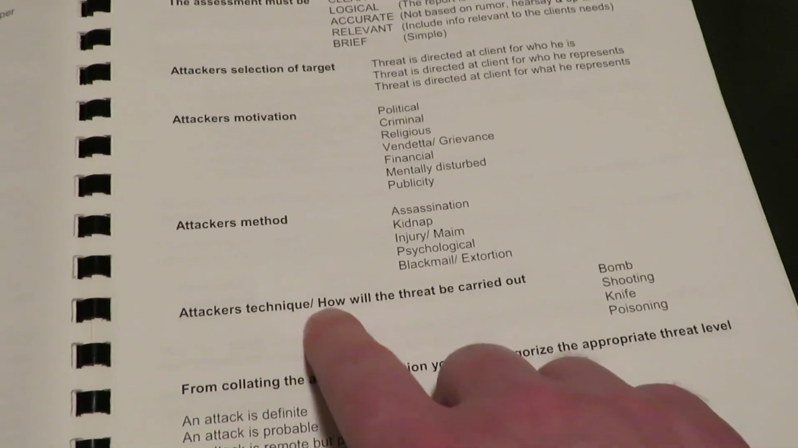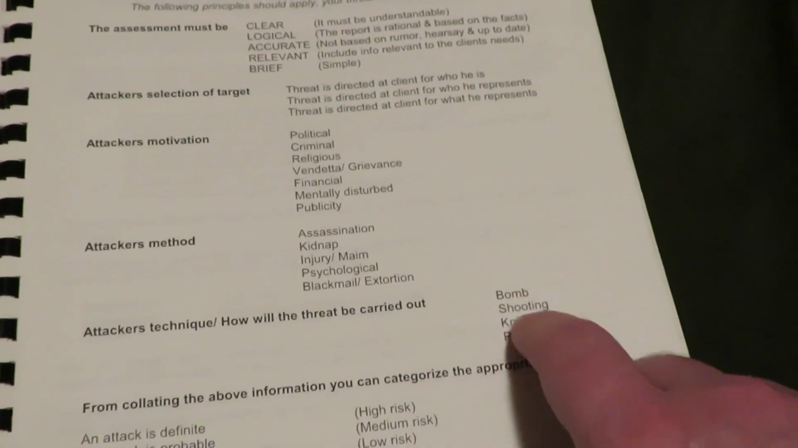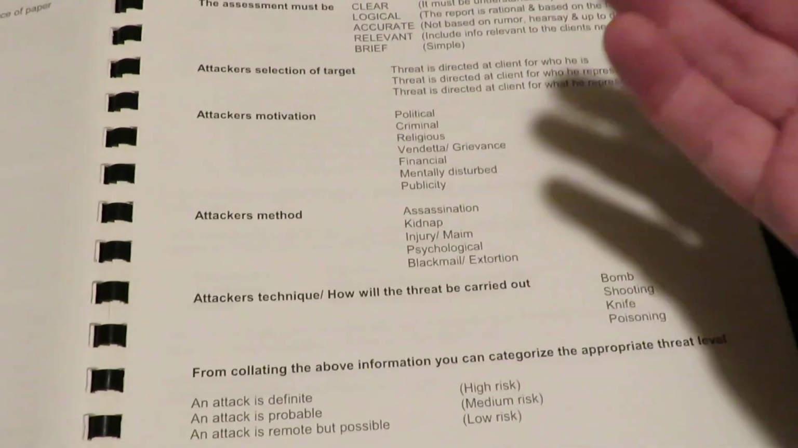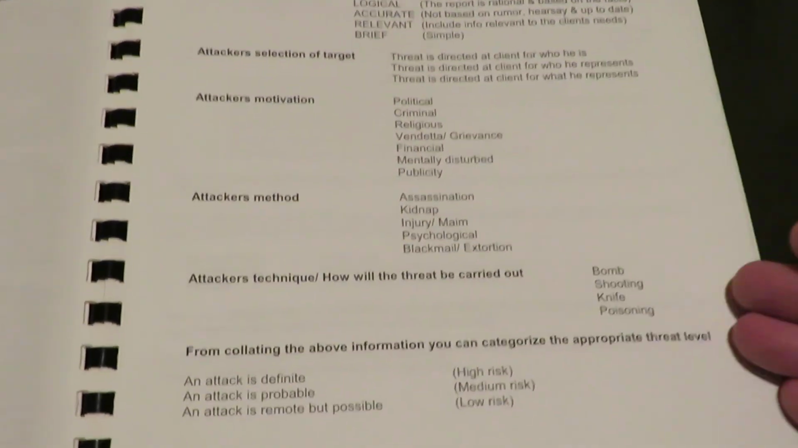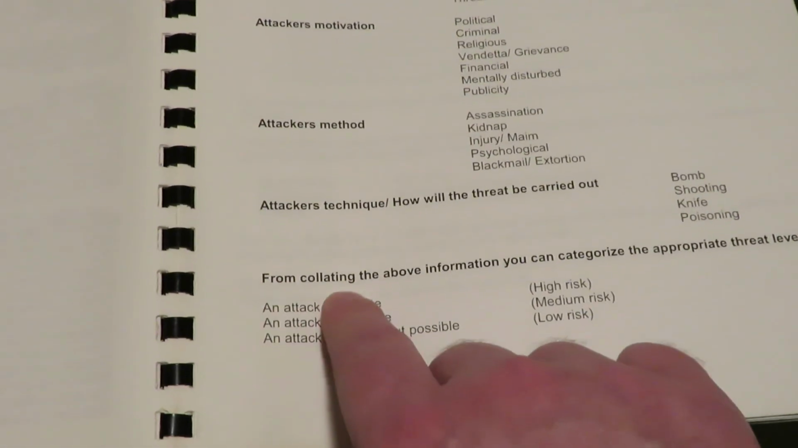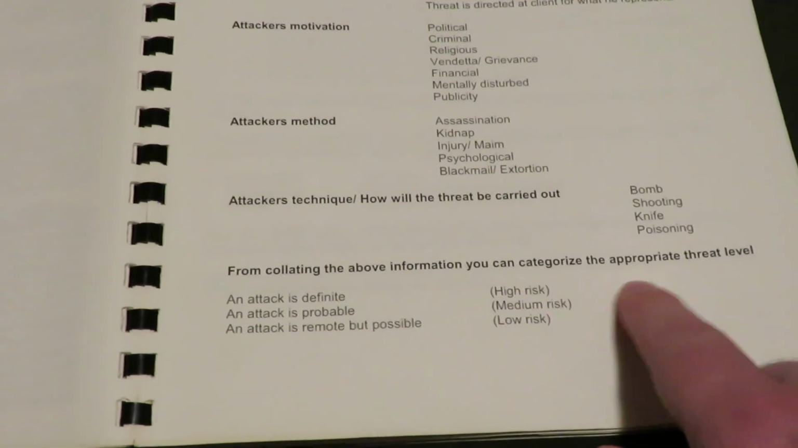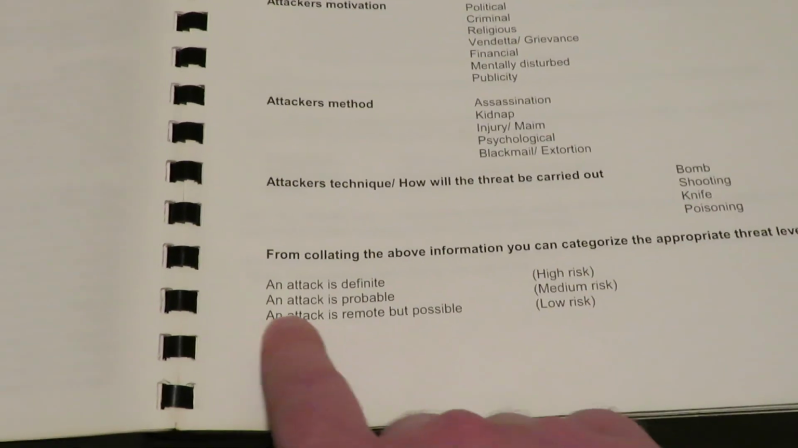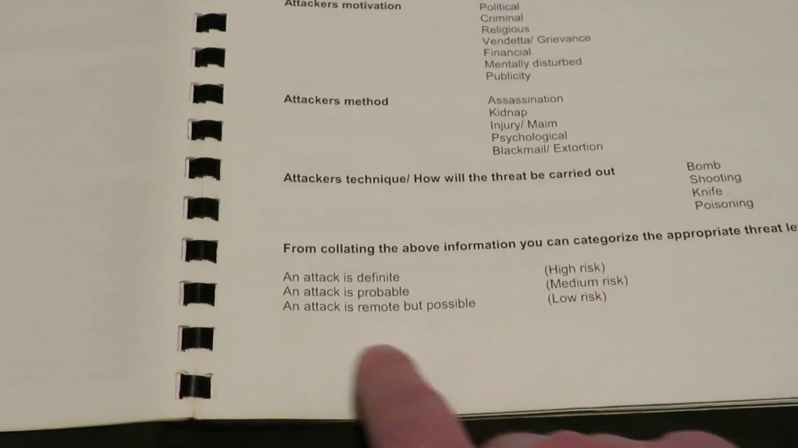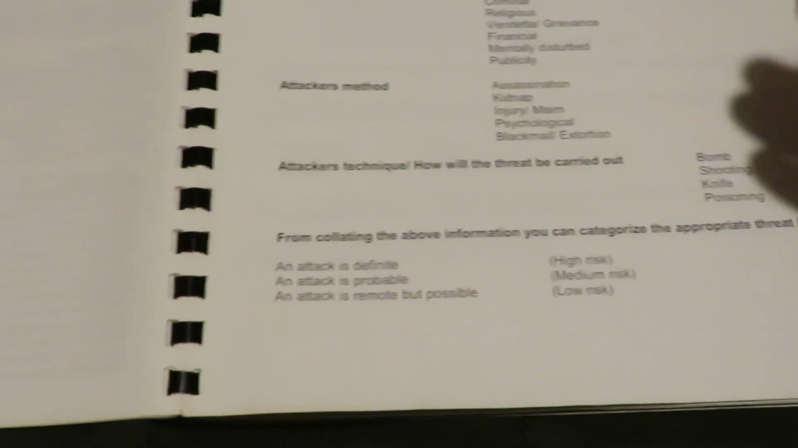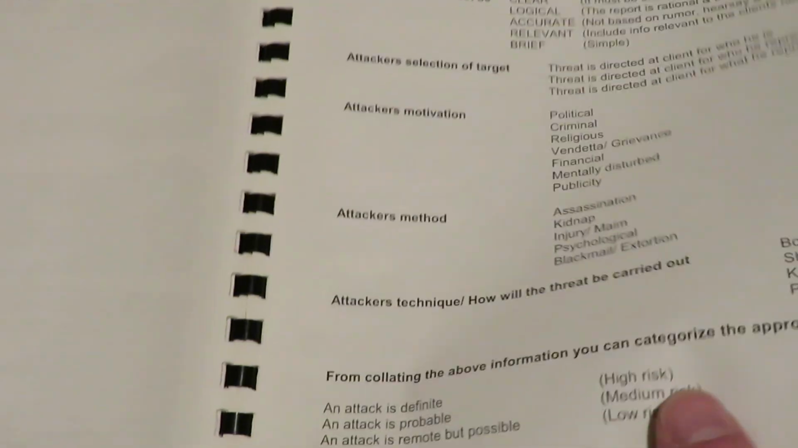Attacker's techniques. How will the threat be carried out? Bomb, shooting, knife, poisoning. With a lot of these, you can either check next to them or circle them, whatever selection option you want to have for that kind of thing. From collating the above information, you can categorize the appropriate threat level. An attack is definite: high risk. An attack is probable: medium risk. An attack is remote but possible: low risk. I would say low to medium, but you get the idea.